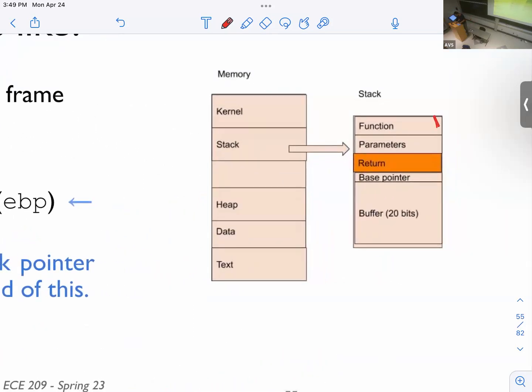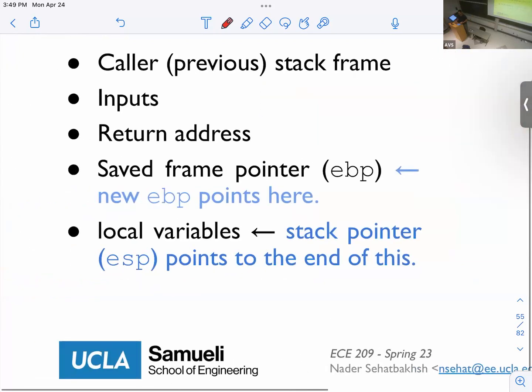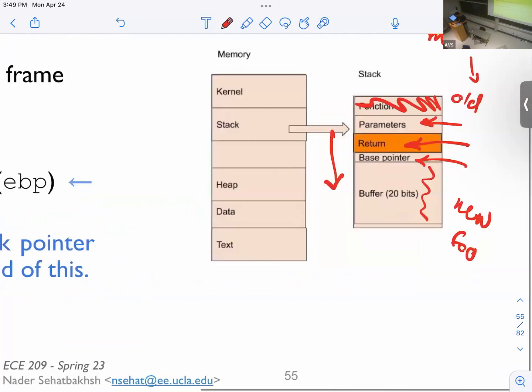There will be old stuff. There will be some parameters for this new function. There will be the return address, there will be the base pointer, and then these are all the local variables for the new function. So this is the old function, this is the new function. So this is our main, and this is our foo, okay? And remember, our stack just goes downward, okay? It just goes downward, all right? So this is what we have when we are calling a function. If you want the details, just take a look at these details here, all right?